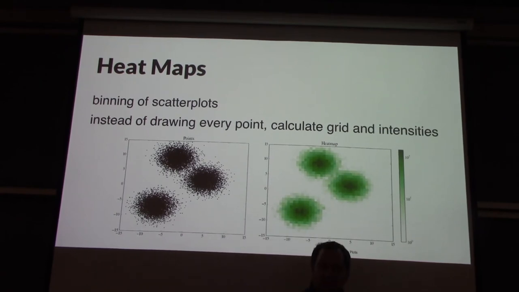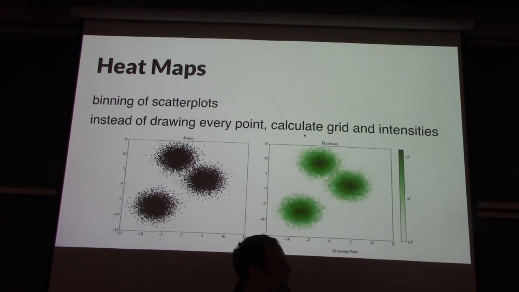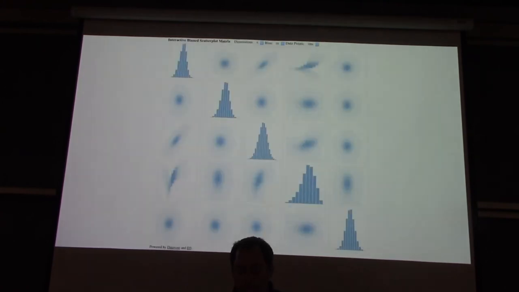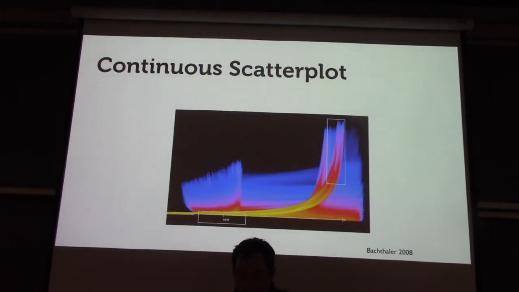If we want to aggregate in 2D, we can do binning. For example, here we have these very dense clusters, and instead of drawing every point, we can simply calculate a grid and then visualize intensities. We talked about this when we talked about scatter plots, and I showed this example for Datashader that shows the 100,000 data points in these bins, scatter plots, and histograms.